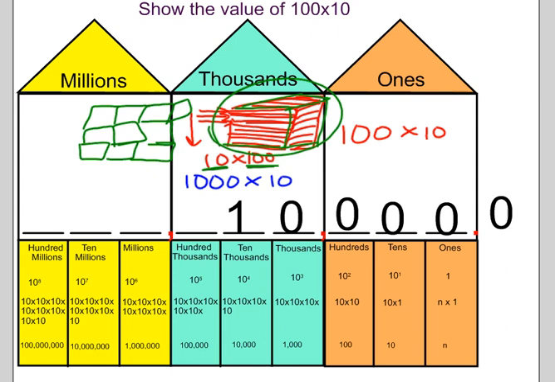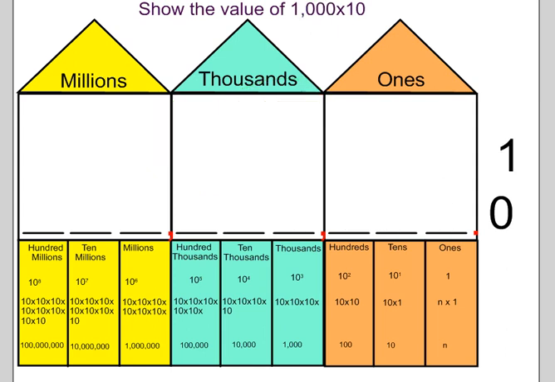Well, continuing in this same pattern then, first I started with 1. 1 times 10 is 10. 10 times 10 is 100. And then 100 times 10 is 1,000. You notice how they're moving over. 1,000 times 10 is 10,000.